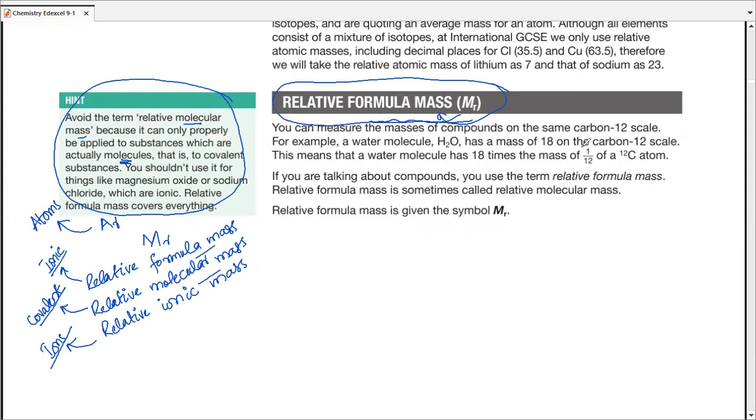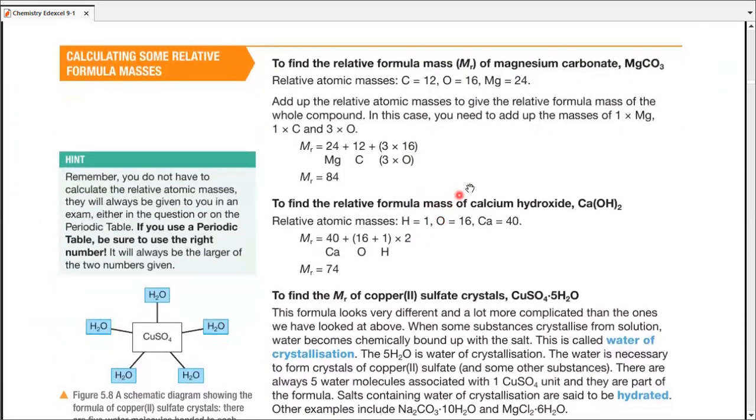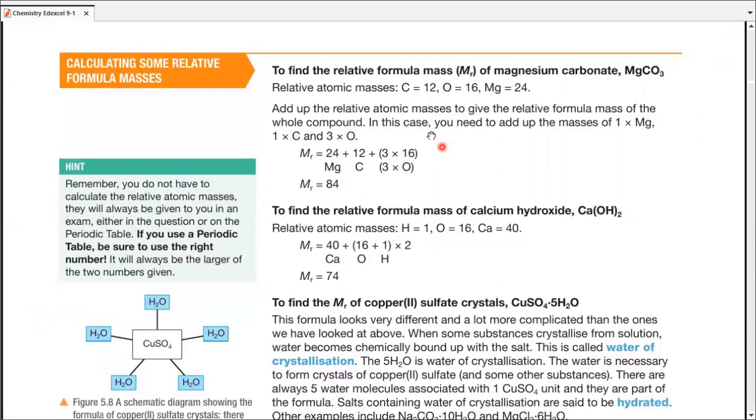And it's pretty simple. Relative formula mass or relative molecular mass is again the mass of a compound on the same carbon-12 scale. For example, water would have a mass of 18 on the same scale, compared with the carbon-12 scale. How do we come up with this? Let's take a few examples and understand.